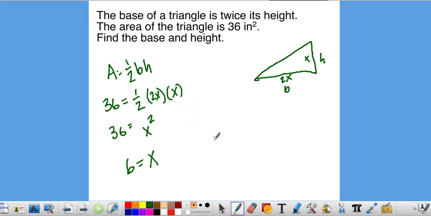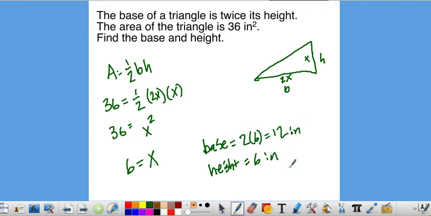Problem did not ask for x, though. It asked for what the base was and what the height is. So we would say the base is 2 times 6, or 12, and the height is 6. And these are all in inches. That'd be how I would probably do this problem. Just label the height with an x and the base with double that.